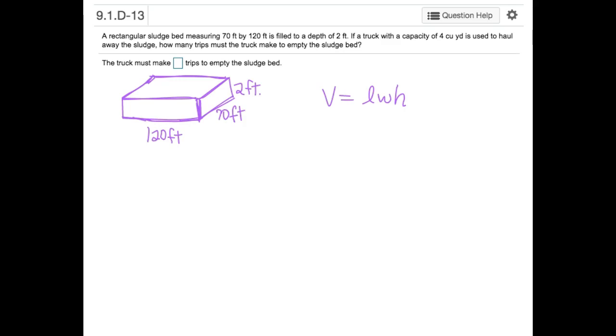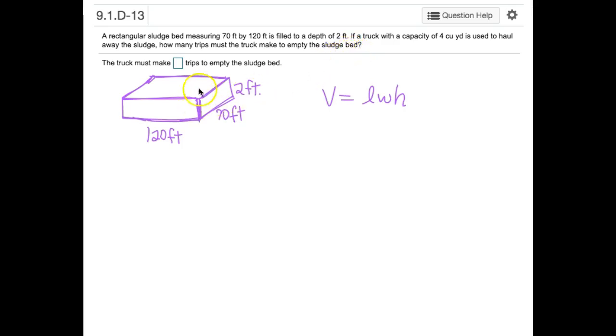This is problem 9.1.D-13. It says a rectangular sludge bed, measuring 70 feet by 120 feet, is filled to a depth of 2 feet. So that's my fancy sludge bed that I have drawn here. If a truck with a capacity of 4 cubic yards is used to haul away the sludge, how many trips must the truck make to empty the sludge bed?